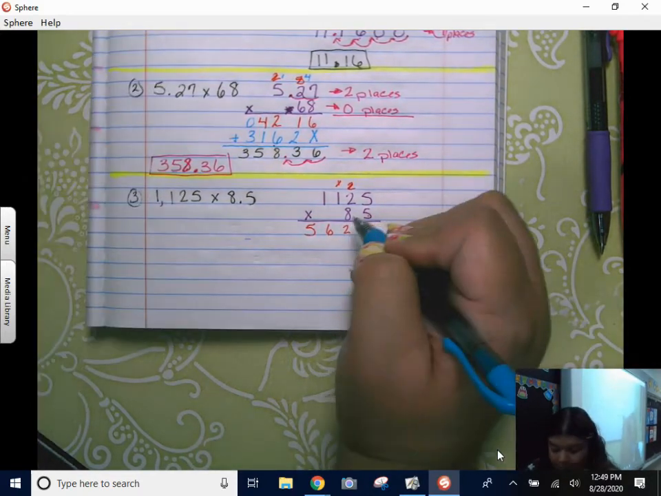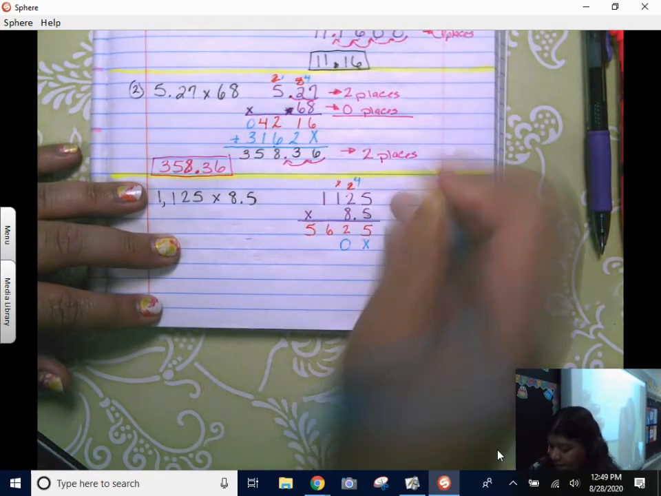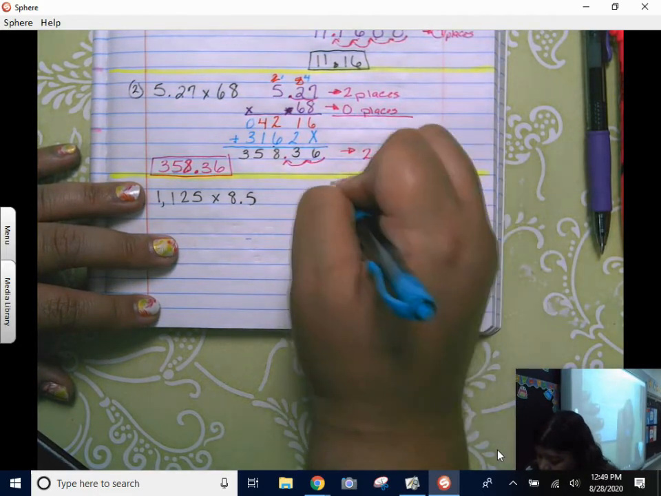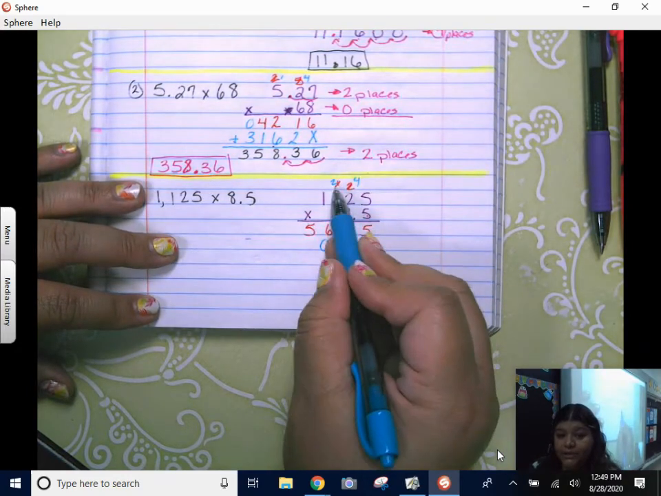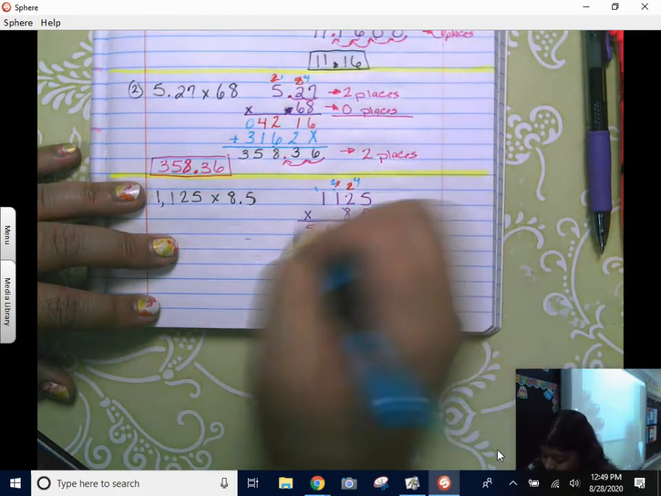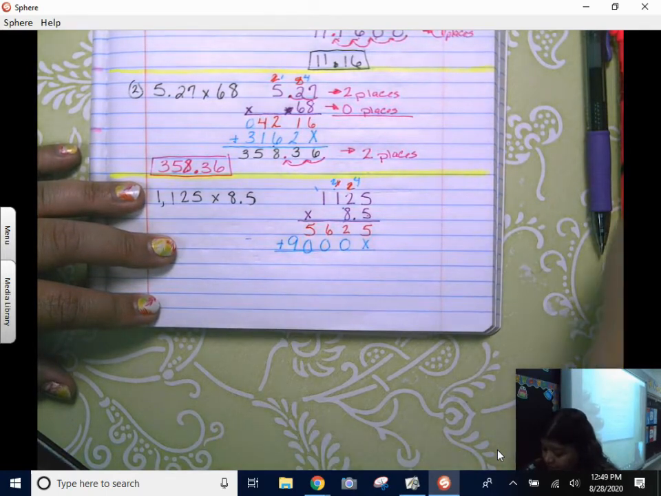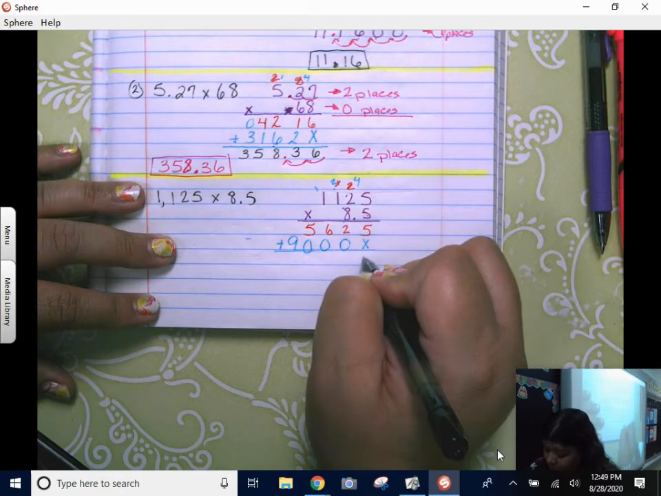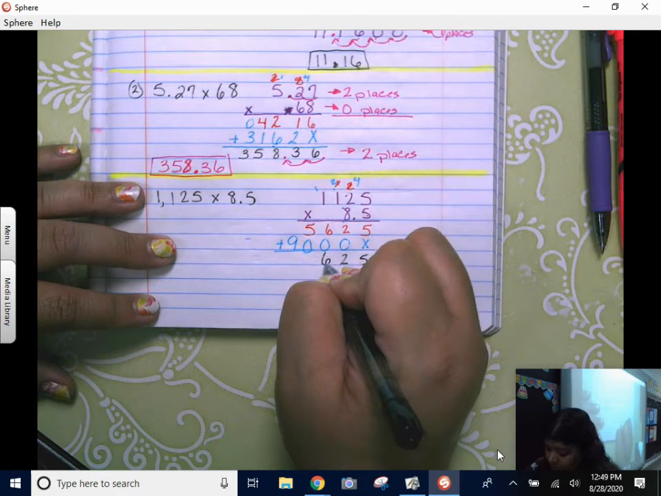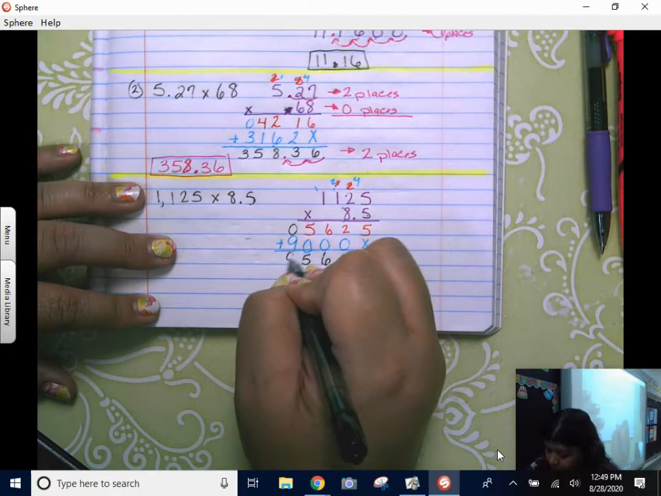Okay. So the 8s. 8 times 5, 40. 8 times 2, 16 plus 4, 20. 8 times 1 is 8 plus 2, 10. And 8 times 1 is 8 plus 1 is 9. And we're going to go ahead and add these together. Let's see, 5 plus 0 is 5, 2 plus 0 is 2, 6 plus 0, 5 plus 0, and 9 plus 0 is 9.